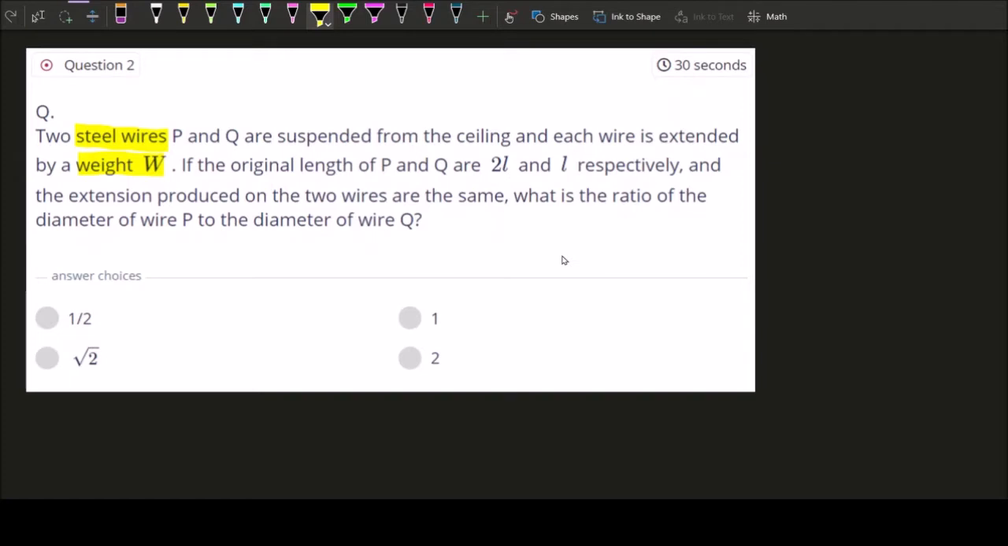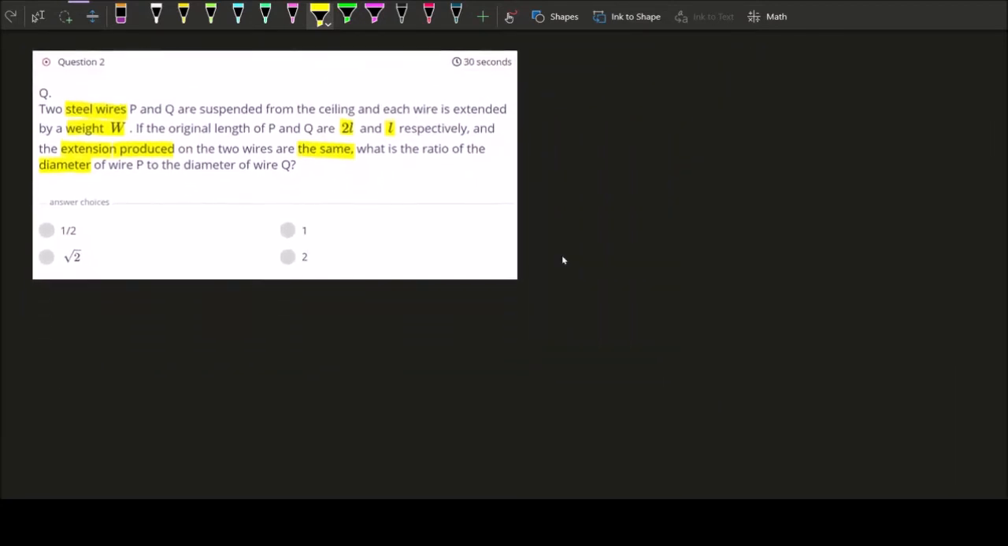So if the original lengths of P and Q are 2L and L respectively, the two lengths are different. The length of P is twice the length of Q, and the extension produced by the two wires is the same. What is the ratio of the diameter of wire P to the diameter of wire Q? This seems like quite a long question.